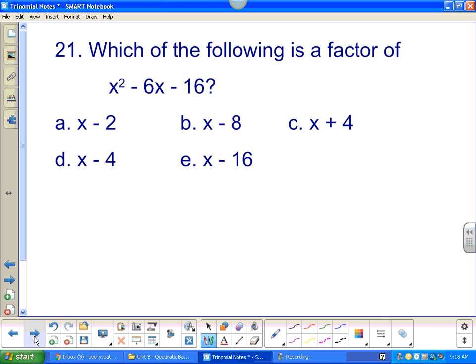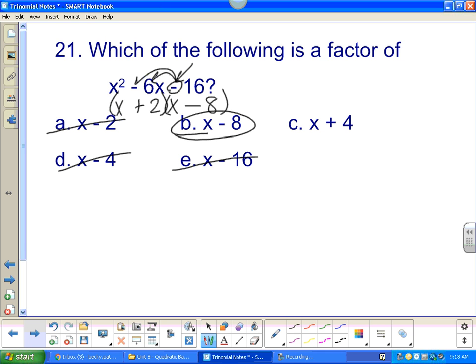Okay, multiple choice. Which of the following is a factor of that? So it wants me to factor this. Factors of 16 that subtract to give me 6. 2 and 8. Signs are different. Bigger number gets the minus. So I have an x plus 2 and an x minus 8. So which one of those is a choice? I don't have an x minus 2. I don't have an x minus 4. I don't have that. I do have an x minus 8. And I don't have an x plus 4. So I want you to go ahead and factor them and then just pick the one of those factors that they chose as one of their answers.